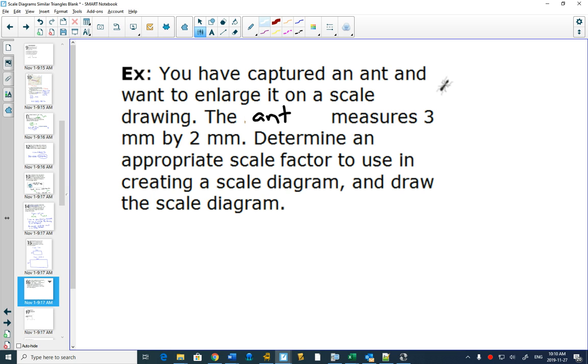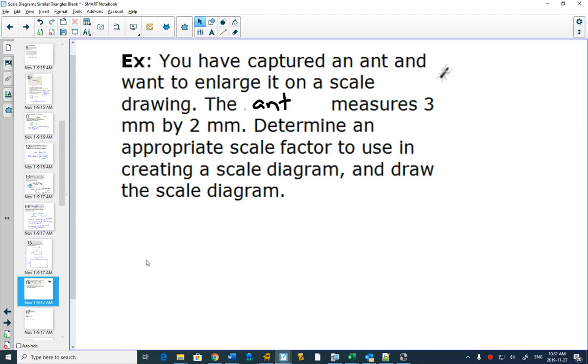So the ant measures 3 millimeters by 2 millimeters. What would be an appropriate scale that you could draw? And then I want you to attempt to draw it according to your scale. Once you're done your scale and drawing, you can show it to me, and then you can go get your textbook to work on the questions from there.